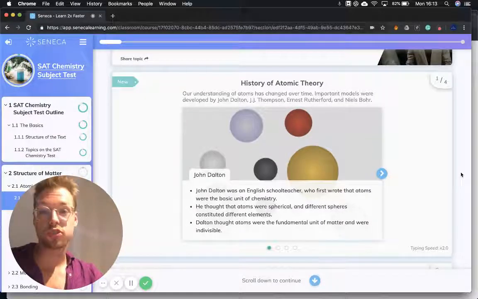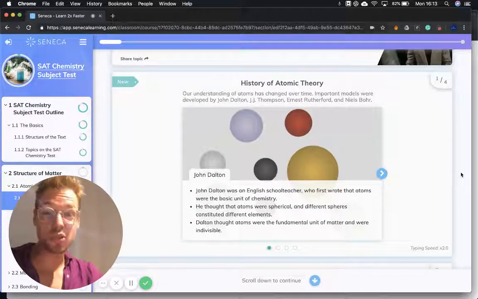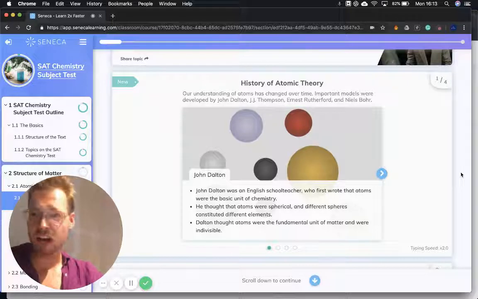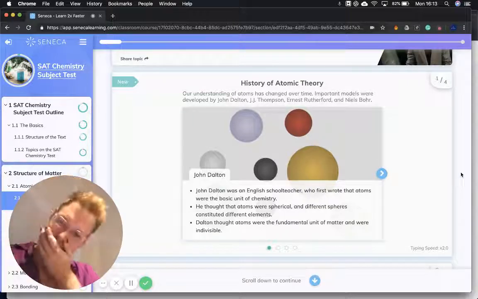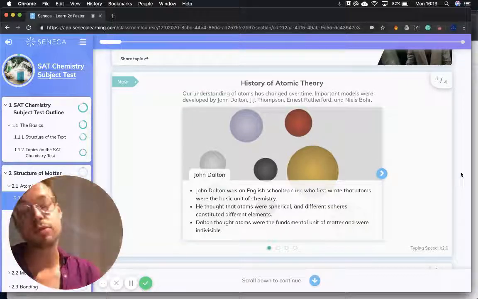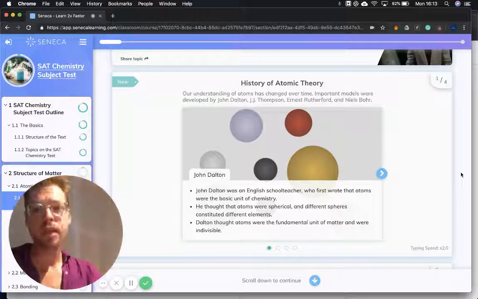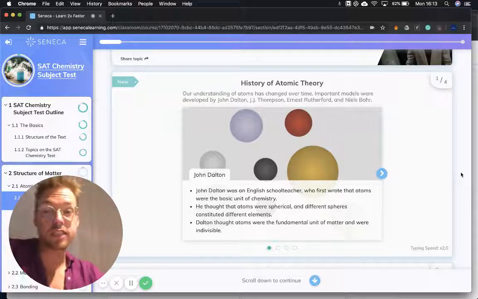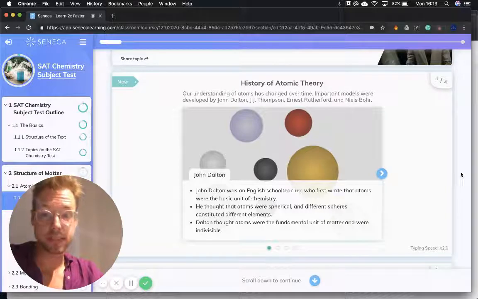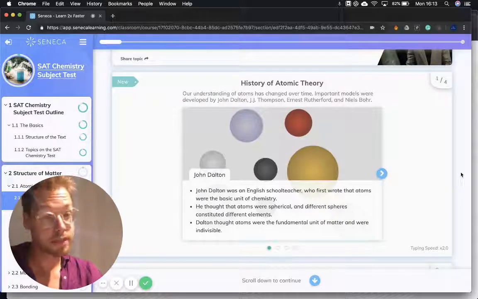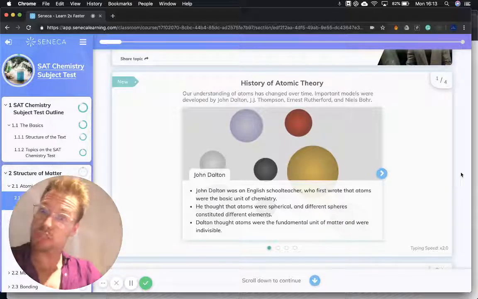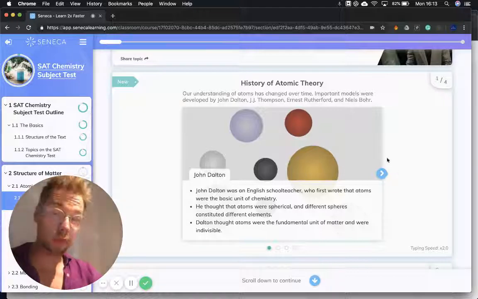So we're starting off with John Dalton. He was an English school teacher. That was a hard word to say. English school teacher. Who first wrote that atoms were the basic unit of chemistry. He thought that atoms were spherical and different spheres constituted different elements. And he thought atoms were the fundamental unit of matter and were indivisible. Okay, let's see how that worked out for John Dalton.